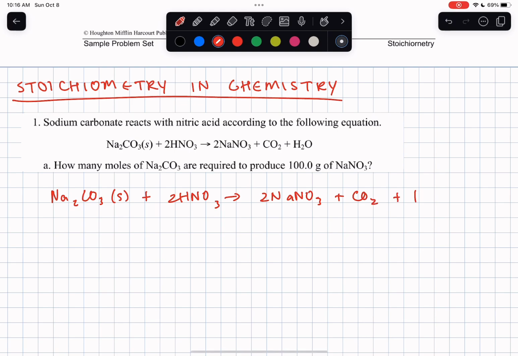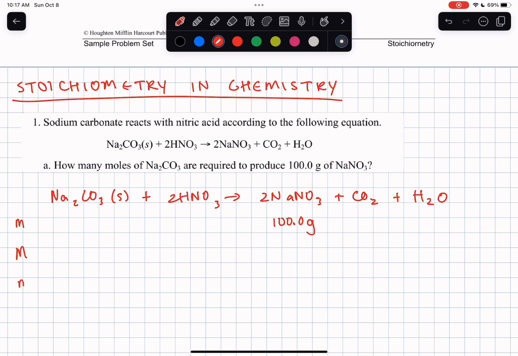Okay, now the question's asking us to find the moles of Na2CO3 that are required to produce 100 grams of NaNO3. So we're given the 100 grams of NaNO3. So we can make a sort of chart thing where I have the mass, and then the molar mass, and then the moles. And for the mass of NaNO3, I know it's 100 grams, so I can write that down.